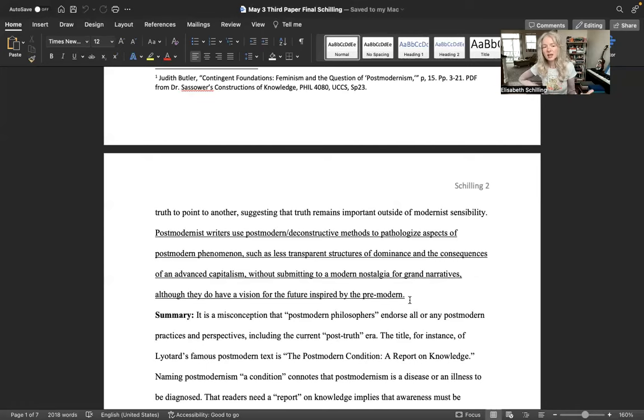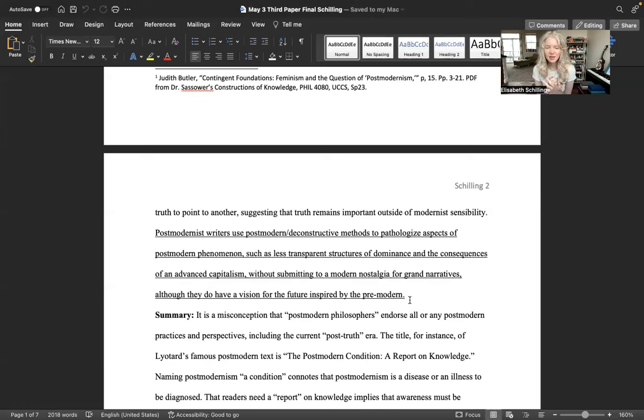So anyway, you see that in my thesis statement, I am giving a preview of how I'm going to organize my paper. The first keyword, solid kind of idea is pathologizing aspects, such as less transparent structures of dominance and the consequences of an advanced capitalism without submitting to a modern nostalgia for grand narratives. Actually, I need to read that again, sorry, because I didn't even follow that.